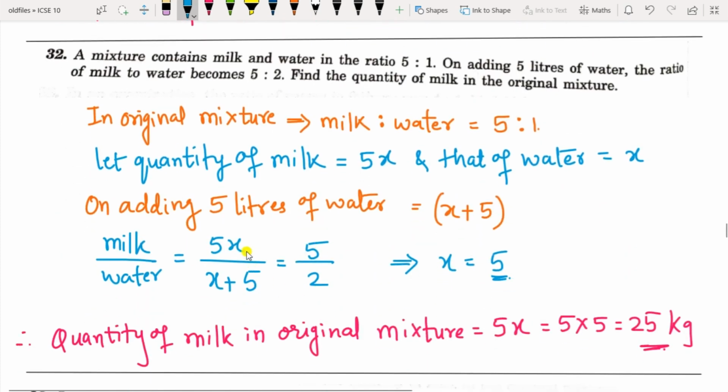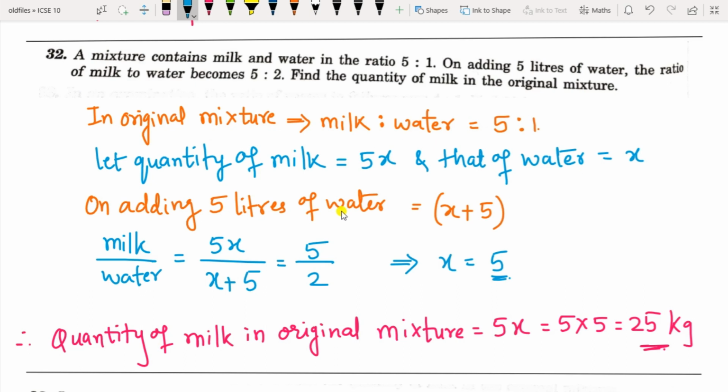Question 32. A mixture contains milk and water in the ratio 5:1. On adding 5 liters of water, the ratio of milk to water becomes 5:2. Find the quantity of milk in the original mixture. So in original mixture, milk to water is 5:1. So therefore quantity of milk be 5x and that of water will be x here.